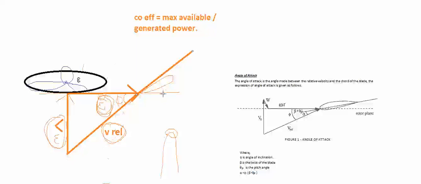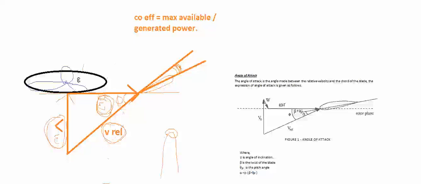Now we need to know the position of the blade, which is nothing but the chord of the blade. So we'll draw the chord of the blade. This is the chord direction at which the blade is placed right now. Seeing this figure, you can easily make out that the chord of the blade makes some angle with respect to the relative velocity, and that angle is very crucial. This angle is called the angle of attack.